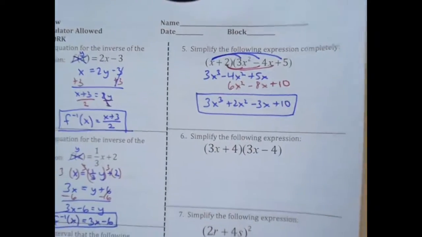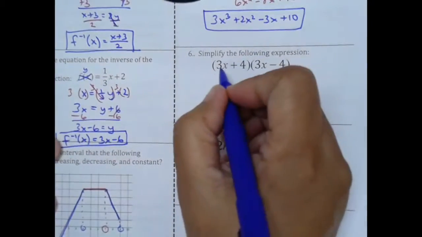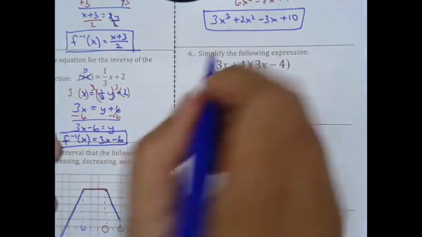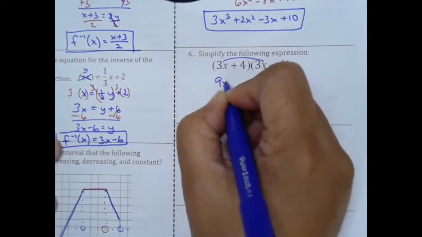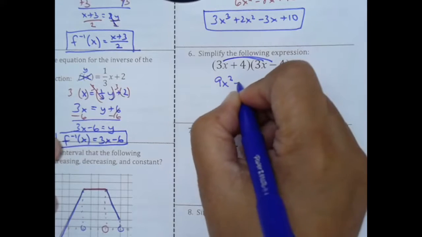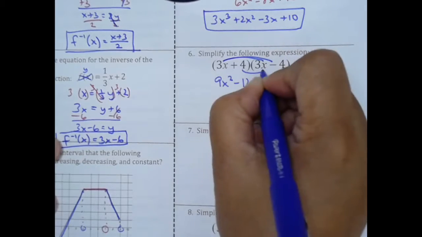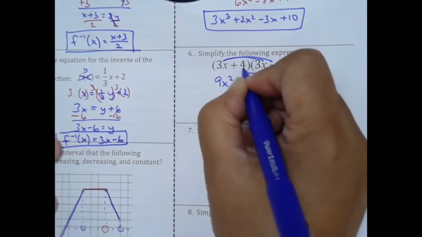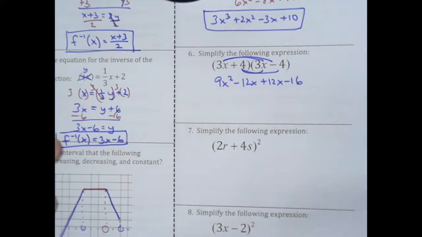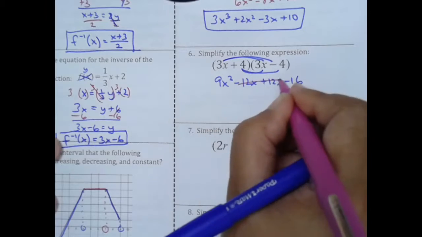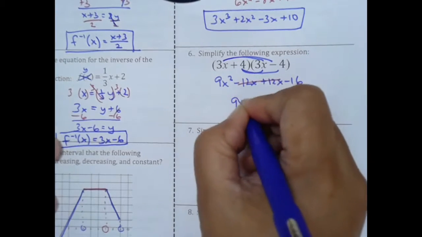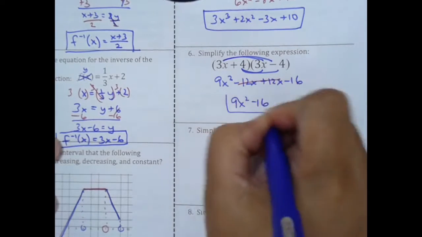The next one we're going to do is multiply this out. So again, it's just like the top one, but it's a little easier. So we're going to multiply 3x times 3x, which is 9x squared. 3x times -4 is -12x. 4 times 3x is a positive 12x. 4 times -4 is -16. If you look at your middle terms here, -12x and positive 12x, that cancels. So we get 9x squared minus 16.